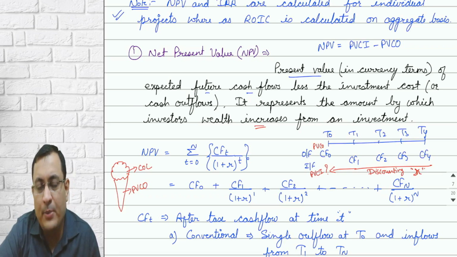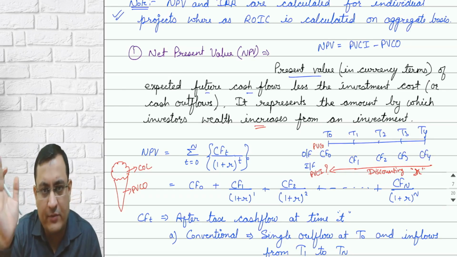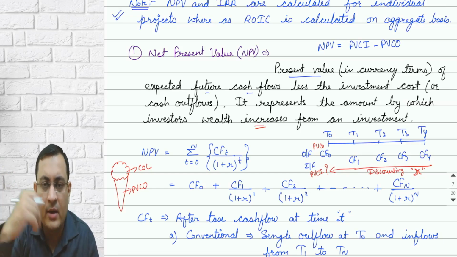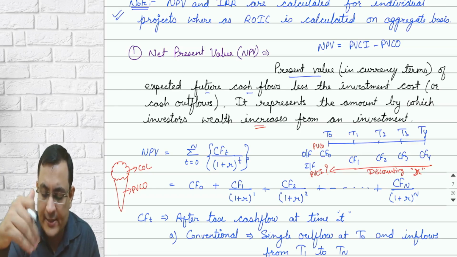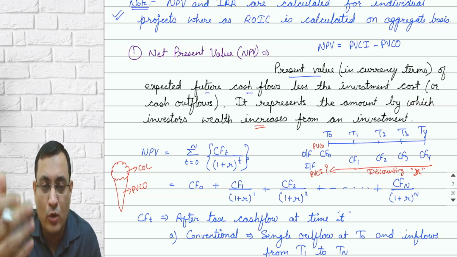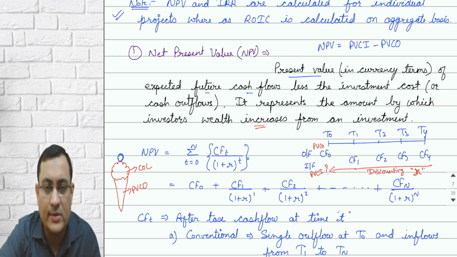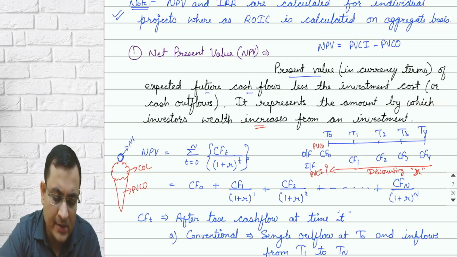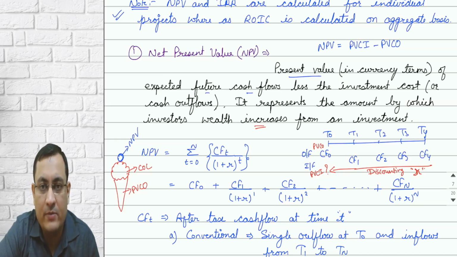So what is this NPV? When you have discounted CF1, CF2, CF3, CF4 with your required rate of return, this ice cream is already given back to the investors. Now what is left is PVCI, and if the value of this PVCI is more than your PVCO, it means you are generating excess over what is required, and this excess is called NPV.